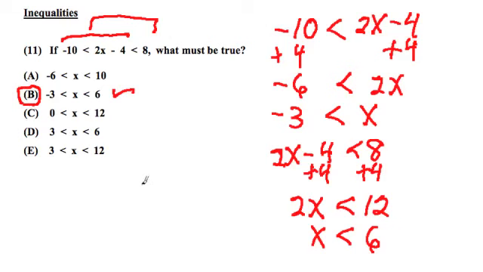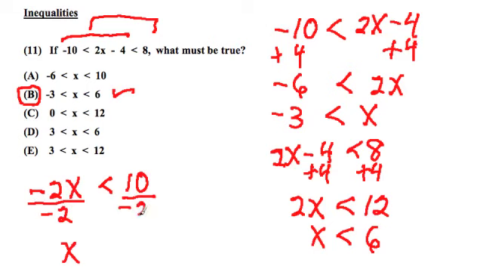And the one exception is if you multiply or divide by a negative number. So, like if you have, say, negative 2x is less than 10. To get x by itself, you have to divide by a negative 2. So that evaluates to negative 5. But if you multiply or divide by a negative number, it reverses the inequality.